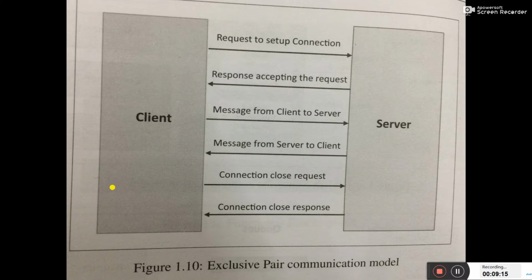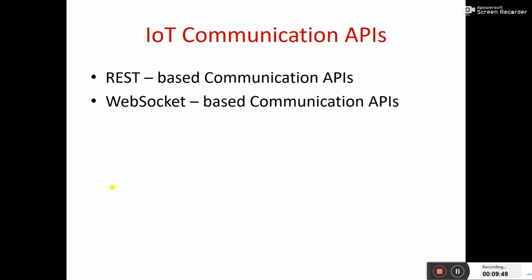So there are two things only: one is client and another is server. The client requests to set up a connection, then the server provides an acknowledgement to the client, accepting the request. Then the message goes from client to server, and from server to client, and then a connection close request is initiated by the client, and a connection close response is provided by the server. Such an exclusive pair communication model happens when two nodes are working.